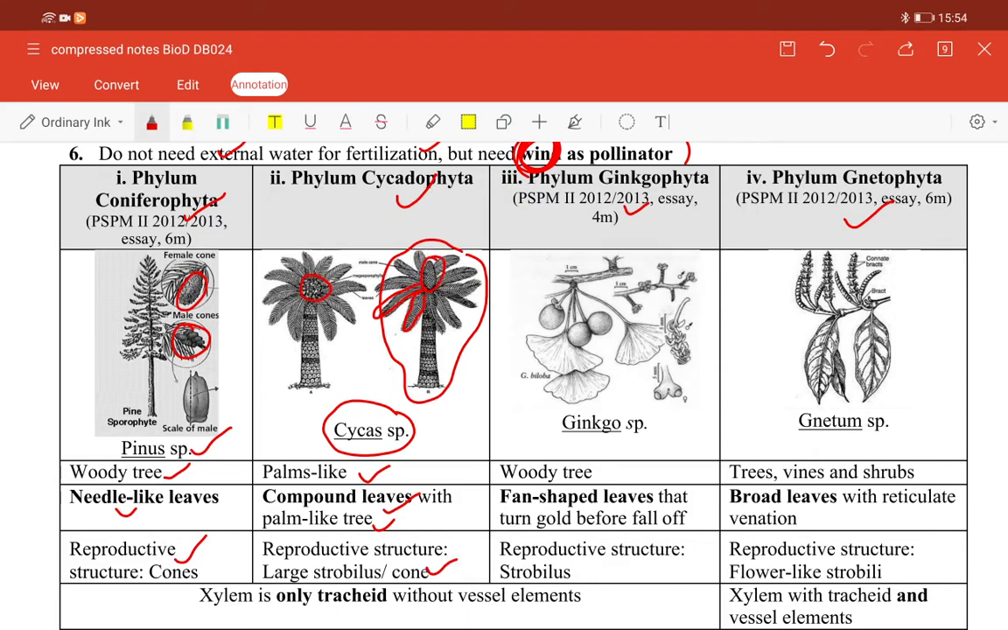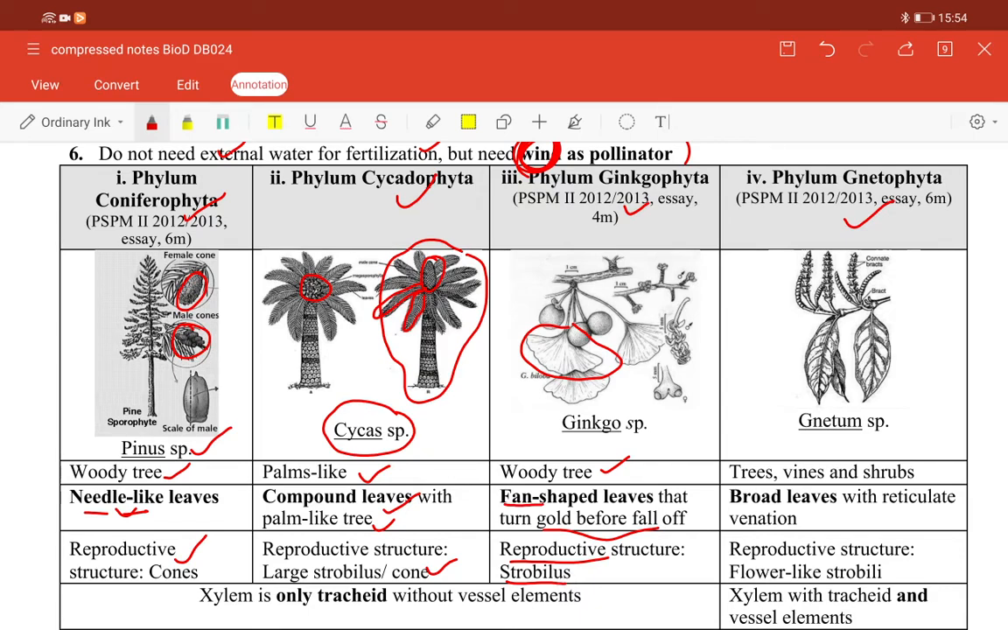Okay. While for the Ginkgophyta, it is also a woody tree, same as the Coniferophyta. But the leaves are fan-shaped. Bentuk kipas. Kalau berbanding dengan Coniferophyta, needle-like. Ini bentuk kipas. Okay. That turn gold before fall off. The reproductive structure is called strobilus.